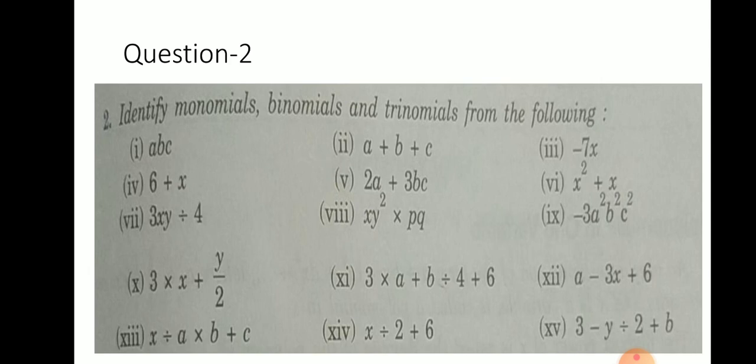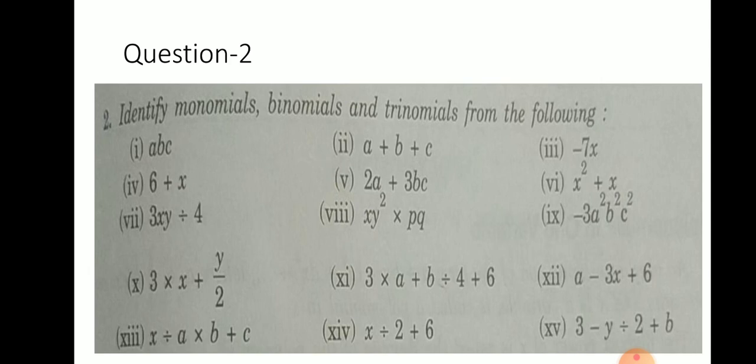And in the same manner, the fifth question is also a binomial, because 2a is a term, 3bc is a term. They are connected by plus symbol, so there are two terms in this expression. That's why it is a binomial. And the sixth question also, x square and x are the terms. This is also a binomial.